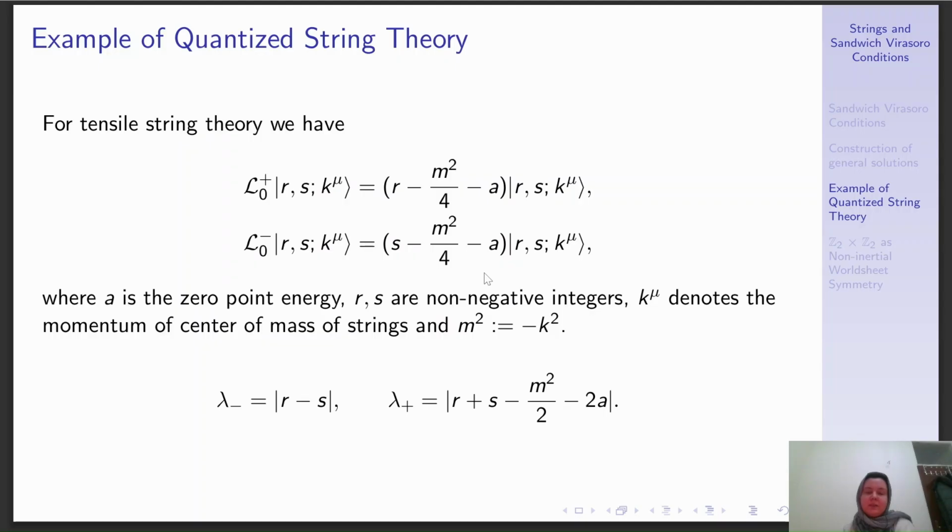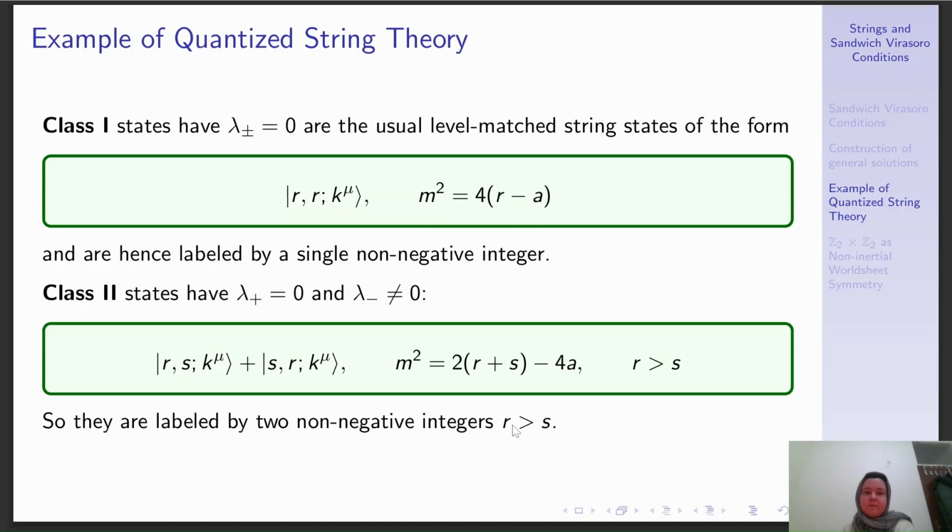And in this context of quantized string theory, lambda plus and lambda minus have a specific form in terms of the left and right levels and the center of mass momenta, and we can write lambda plus and lambda minus in terms of these norms. We see that class 1 states are usual level matched tensile string theory states, and class 2 states have lambda minus not equal to 0.